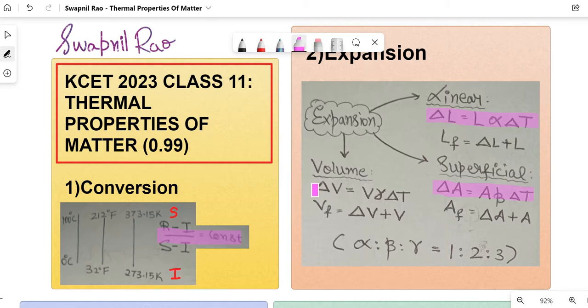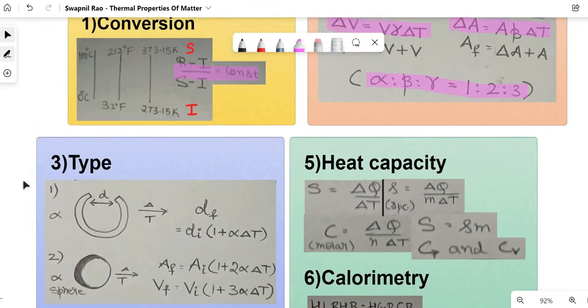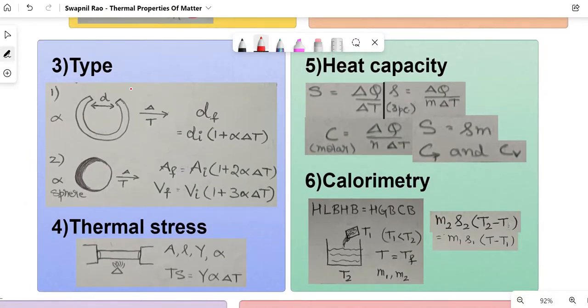The same thing can be applied to volume expansion. As you can see, delta V is equal to V gamma delta t, where delta V is change in volume, V is original volume, and gamma is coefficient of volume expansion. The ratio is given over here: alpha is to beta is to gamma is equal to 1 is to 2 is to 3. It's given in the NCERT, so I've just written it. It's obviously going to help in the very next problem. As you can see over here, the application of it.